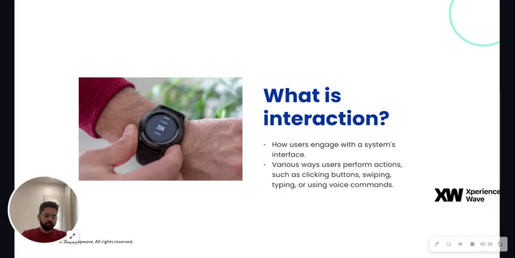Let's begin with what is interaction. In UI design, interaction refers to how users engage with a system's interface, and it could involve various ways. The activities that could be required for user to perform actions such as clicking buttons, swiping, typing, or even making use of voice commands as well, all are included under the interactions umbrella.